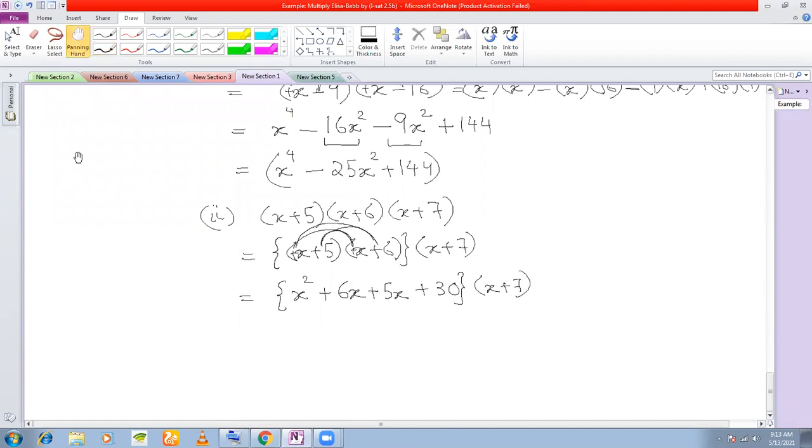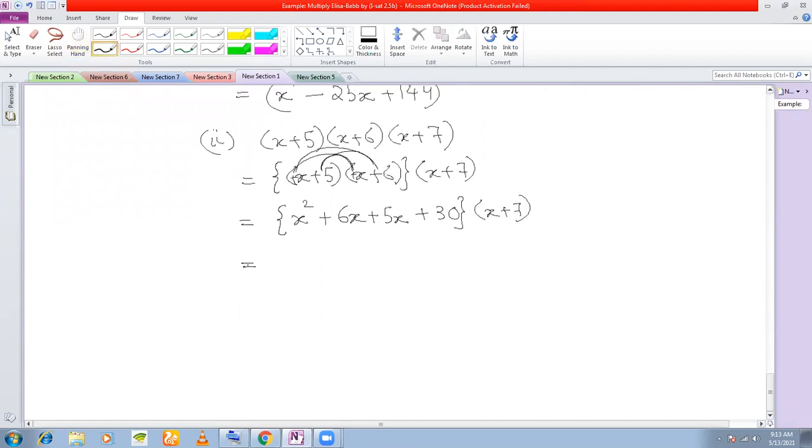Now we simplify the curly bracket. Since you do not have any other bracket inside the curly bracket, you can make the curly bracket as your first bracket also. So x square, and you have these two, 6x and 5x, they will combine to give you a 11x plus 30, and you have x plus 7. Now we multiply these two. So how do you multiply? You have a plus sign here, you have a plus sign here. So this plus sign will combine with this plus sign to give you a plus sign, and you get x square into x, which is x cube.